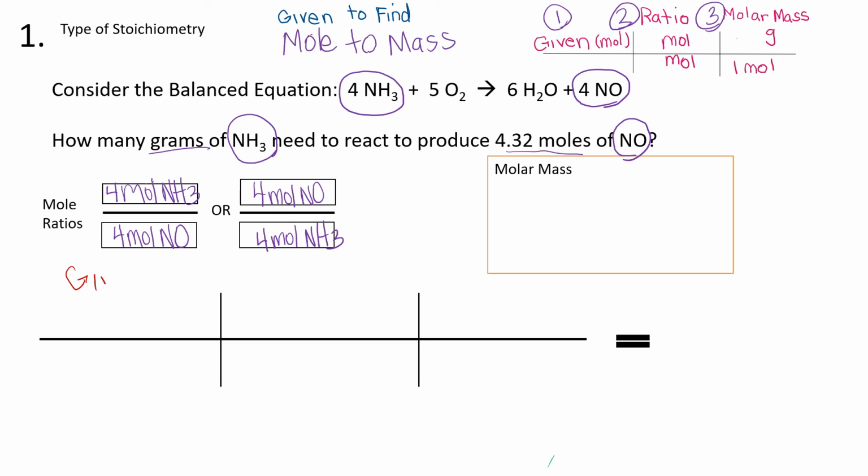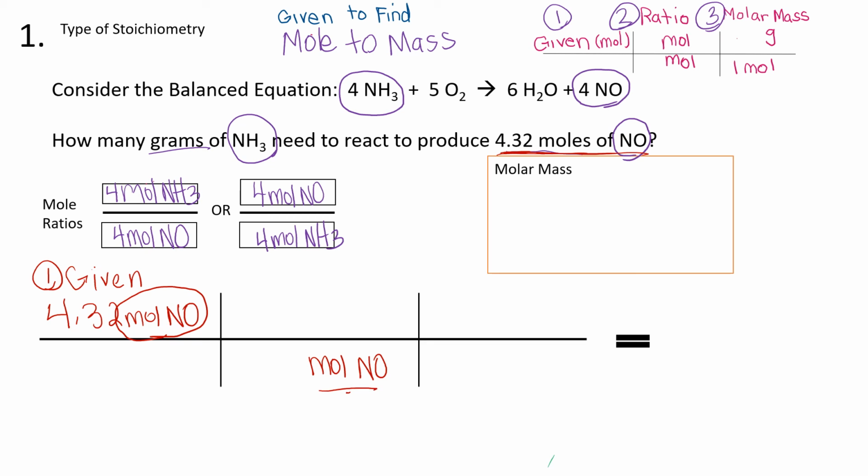So now we're going to do step 1 in the dimensional analysis, which is the given. So the given is always the only number in the question, 4.32 moles of NO. Remember that you take your unit and your substance and you copy it diagonally, just like you did in the practice. So there it is, diagonally. Let's look at our first step. Our first step is ratios.